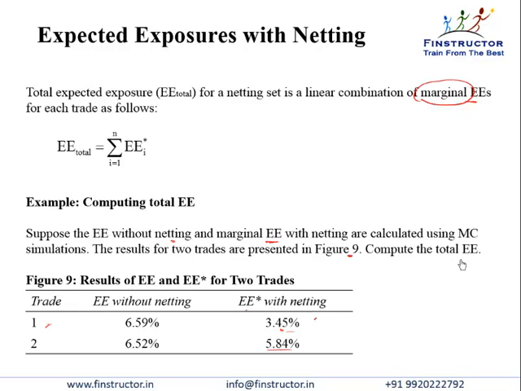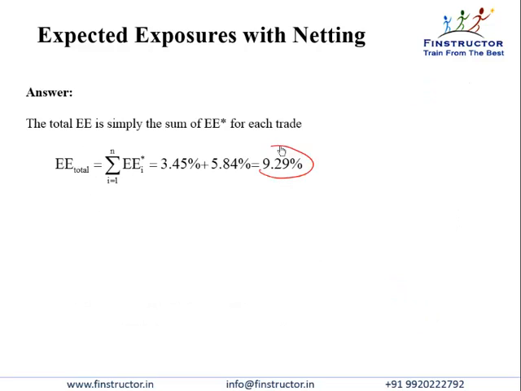So the total expected exposure would be the sum of the marginal expected exposures, and that will be 3.45 plus 5.84, that is 9.29%.